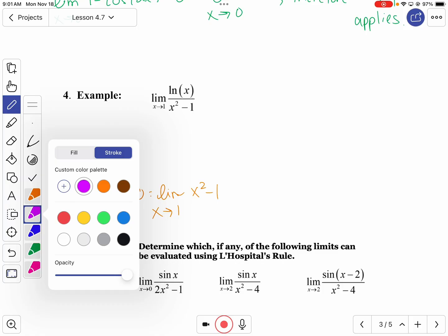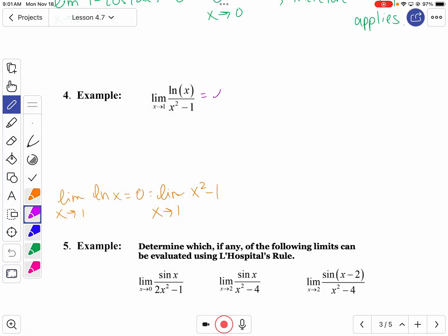So now, let's do the derivatives. The limit as x approaches 1. What's the derivative of ln of x? 1 over x. What's the derivative of x squared minus 1? 2x. Let's do direct substitution. 1 over 1 divided by 2 times 1, so my limit is 1/2.